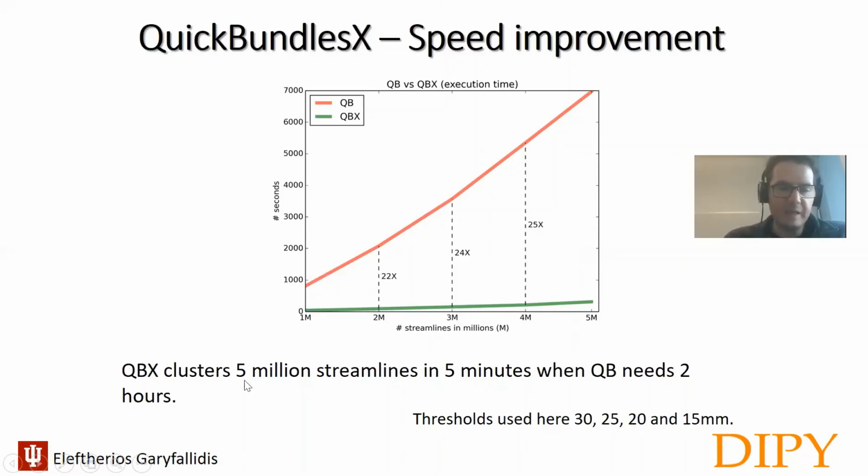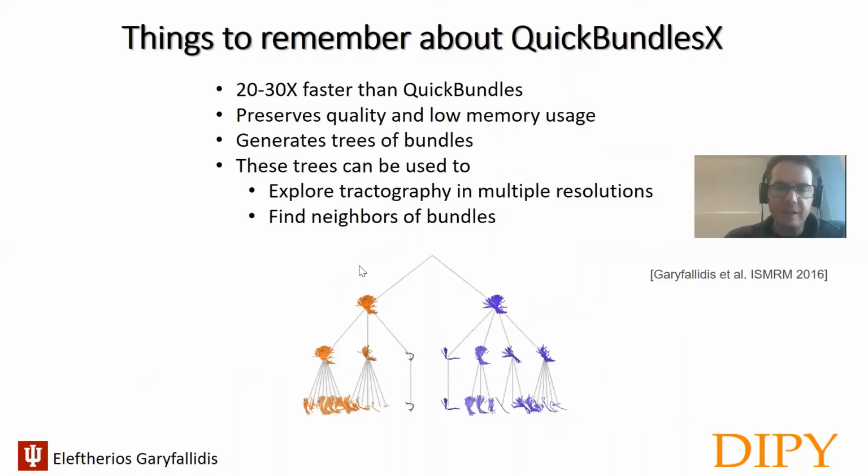For example, clustering 5 million streamlines in 5 minutes. That's with an old computer, and when QuickBundles needs 2 hours. Okay. So it is fast, and you can use it to make these trees of bundles, and it has low memory usage as well. So high speed, low memory usage.